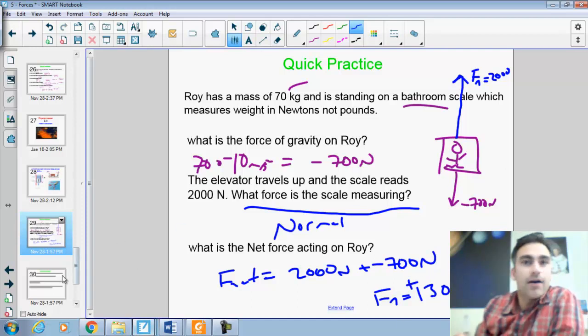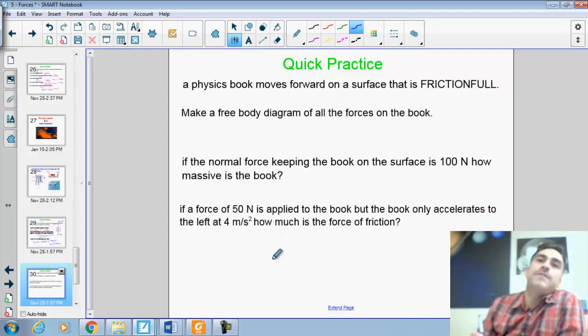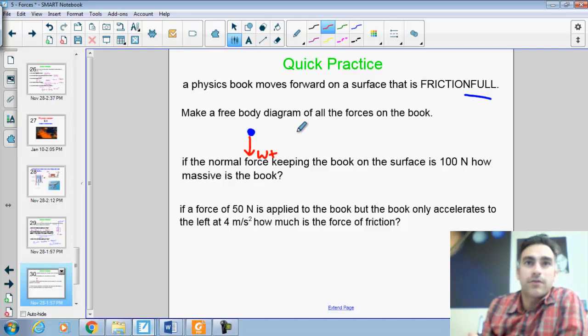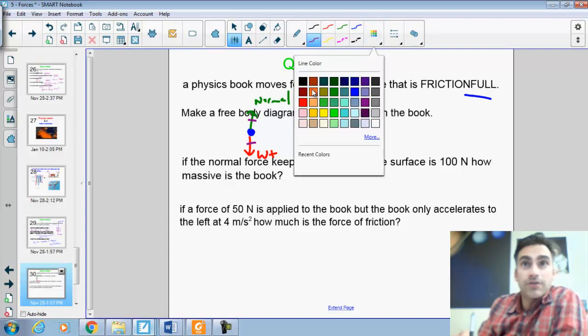Alright. Next example, we have a physics book. It moves forward on a friction-full surface. Draw a free body diagram. So this dot represents our book. Force of gravity pulls down. Label that weight so we get used to using that term. But it's not falling through, so we have normal over here. Those two should be equal, otherwise it would move up and down like in our elevator problem before. But this is a friction-full surface, which means that we have friction.